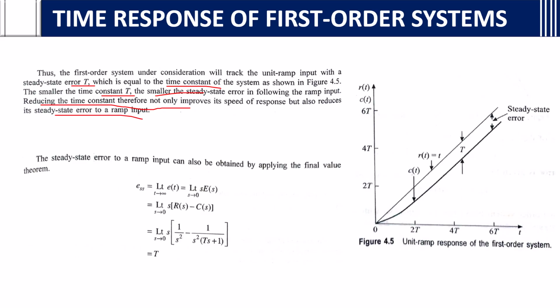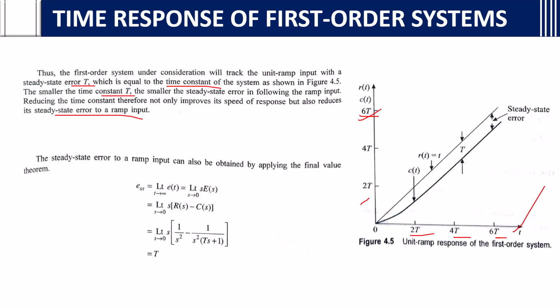In the unit step, what we have seen is the smaller the time constant, the larger the steady state, and the larger the time constant, the smaller the steady state. Like that, here the steady state error is T, which is equal to the time constant. So the smaller the time constant, the smaller the steady state error. You need to compare in this way. This is the graph for 2T, 4T and 6T. This is r of t and this is t. If you write the steady state error in this way, this is the c of t signal. This is the input signal. If you compare, both are the same.